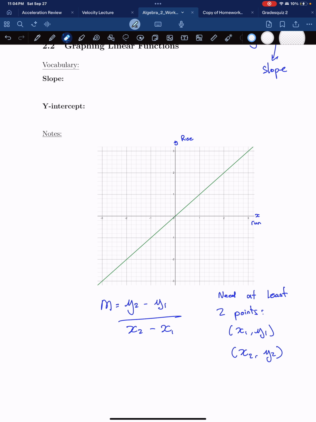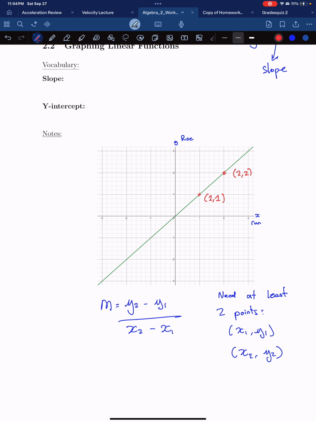I'm going to pick 2 random points I feel like picking. I don't have to pick any particular points; I can pick 2 points that I like. So let's calculate. Before I go on, let me state the x and y values. For this one, my x value is 2, my y value is 2. In this one, my x value is 1, my y value is 1. Remember, I can pick any 2 numbers and I'll get the same slope.